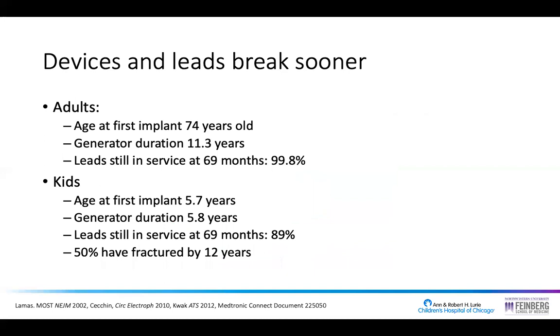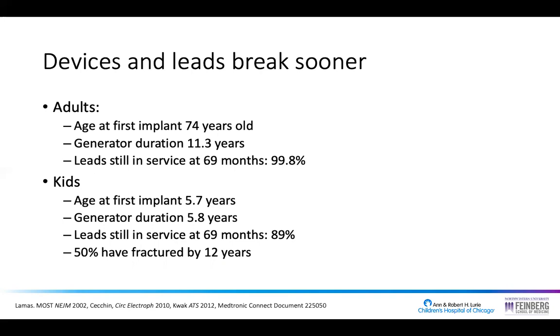So the data from the Medtronic Connect document is that in adults, and this is where the data are really most robust, the average age at first implant is 74 years old. Generators last 11.3 years, and the number of leads still in service at 69 months is 99.8%. That's data from a publicly issued Medtronic document. That doesn't mean it's the only thing, but it's the most recent data that I have access to.